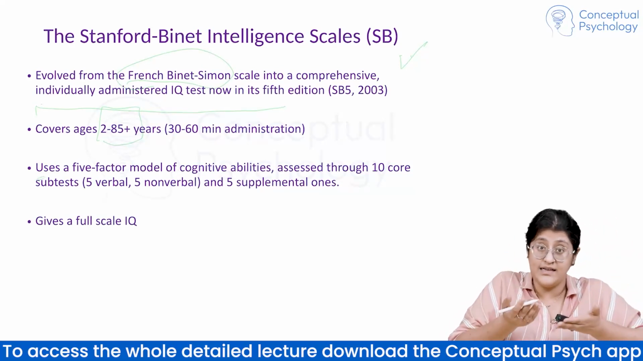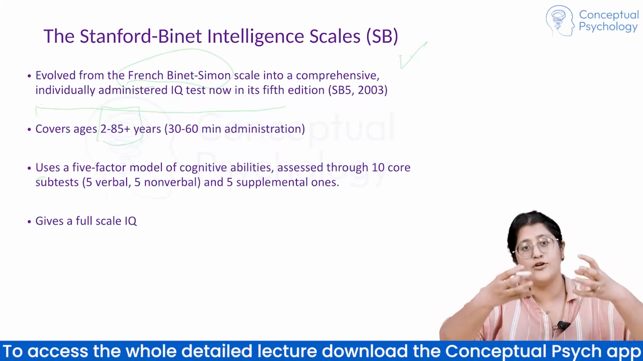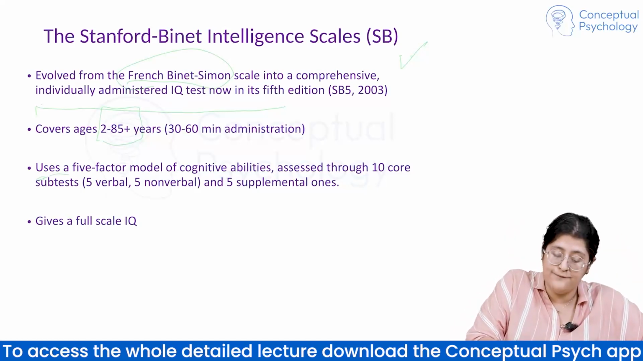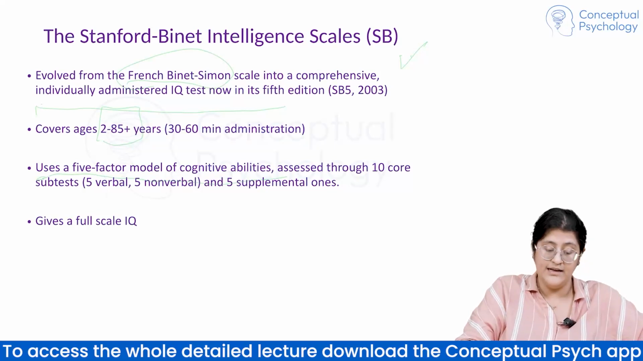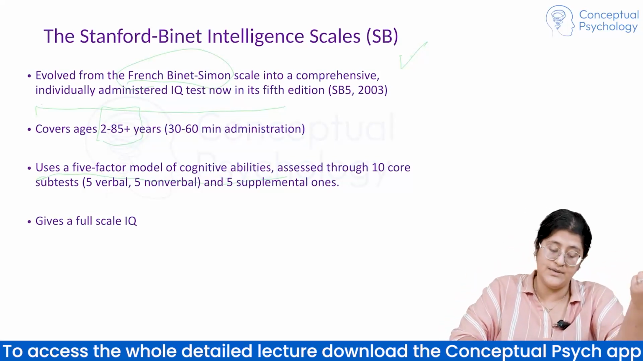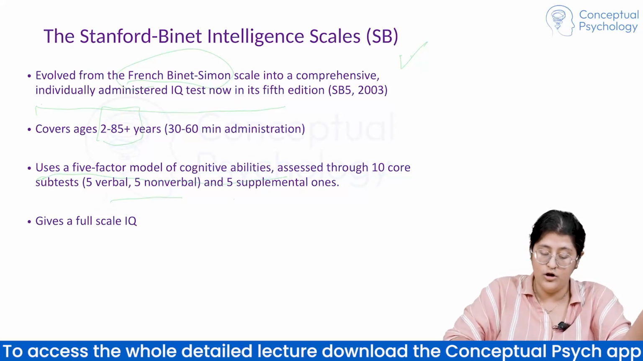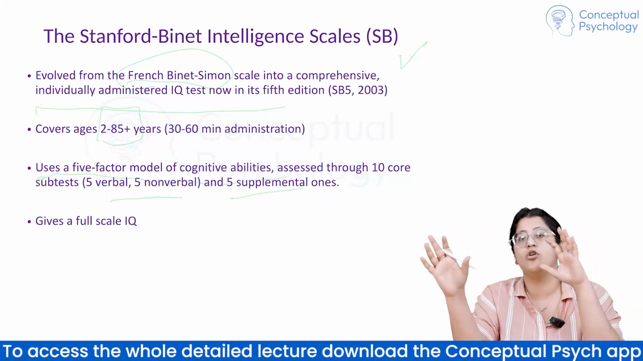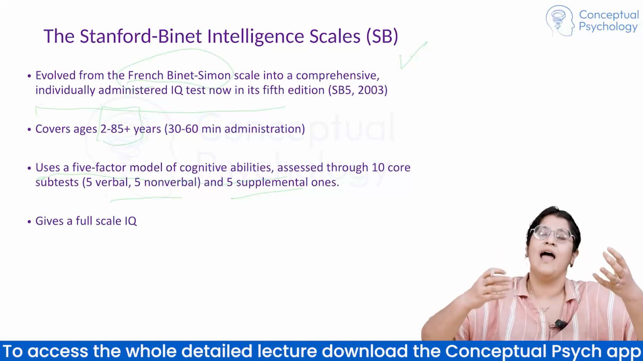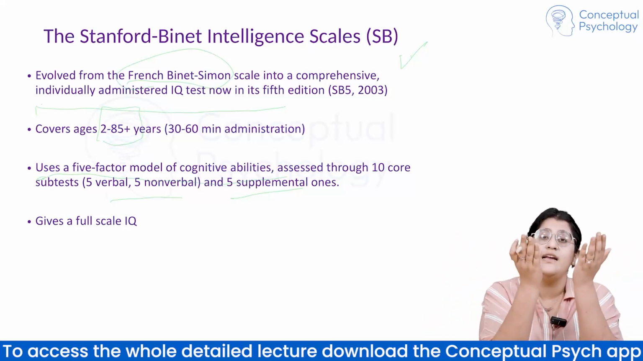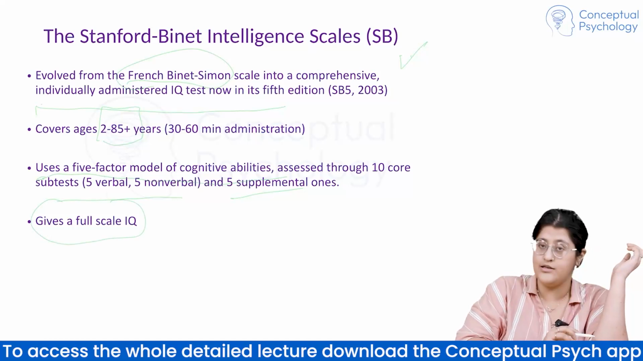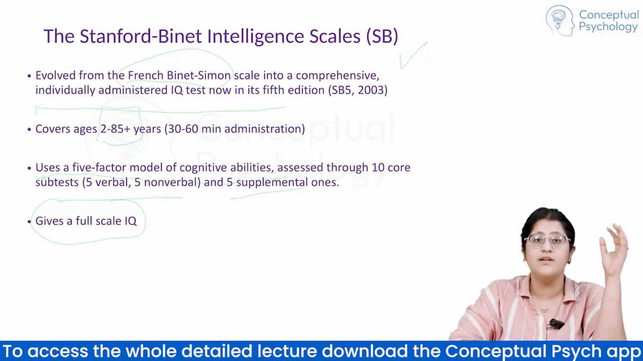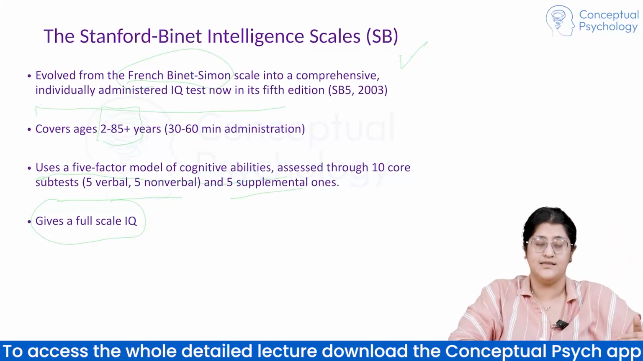Now, the underlying theory of it, right? What is the theory or what are the constructs on which the test is developed? It uses a 5-factor model of cognitive ability, which is assessed through 10 core tests, of which 5 are verbal, 5 are non-verbal, and there are 5 supplemental tests, right? So it is very important to remember that it has 5 verbal and 5 non-verbal. Because it has both verbal and non-verbal components, what would it give you? It would give you a full-scale IQ. Okay, so these are the important factors that you must remember from your entrance test perspective. Very important objective questions come from this, right?